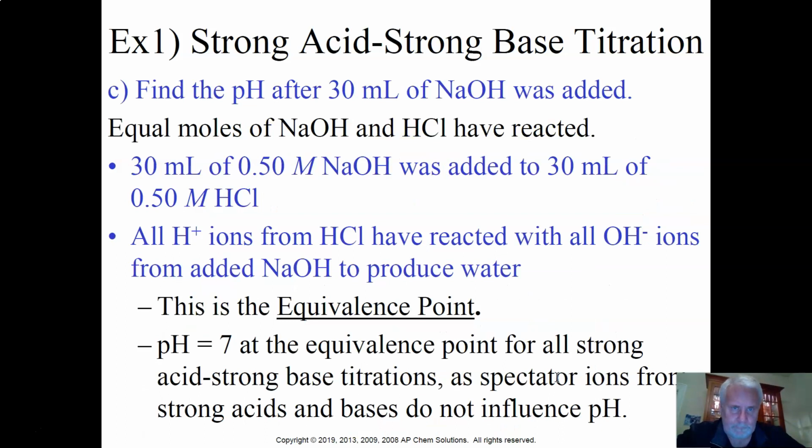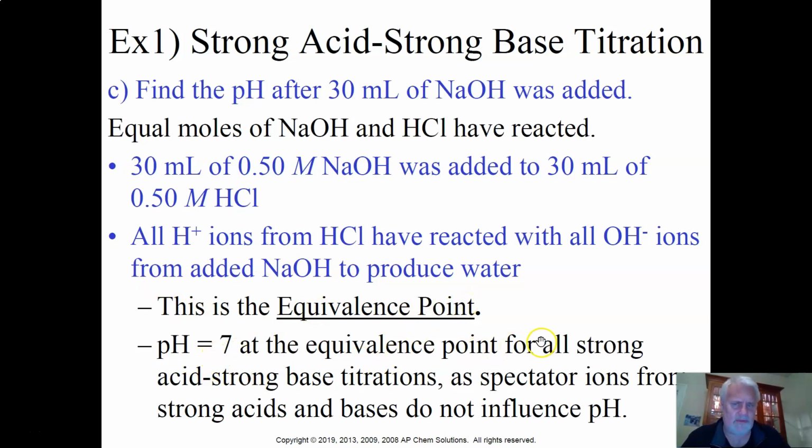All right. Now the next question was, after 30 mils of NaOH was added, what do we got going on there? Well, equal moles of NaOH and HCl have reacted. 30 mils of this, 30 mils of that. All the hydrogen ions will react with all of the OH ions. You're all now in a 1-to-1 ratio. If you figured out the moles of these, they would be identical. And this is the equivalence point.